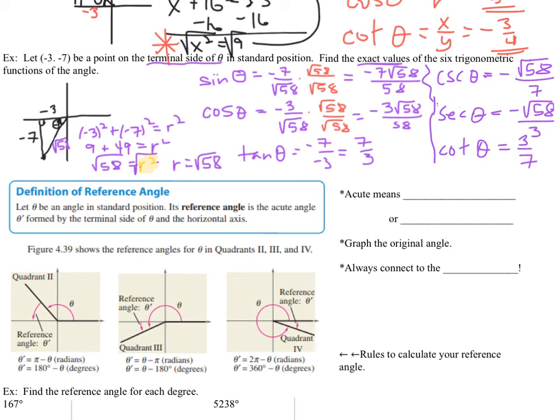Cosecant is the reciprocal of sine, and that's just negative square root 58 over 7. Secant is the reciprocal of cosine, negative square root 58 over 3. And that negative can be in the numerator, denominator, or out in front of the fraction completely. And then last but not least, cotangent is 3/7. This ends part 1 of the 6.3 day 1 video.